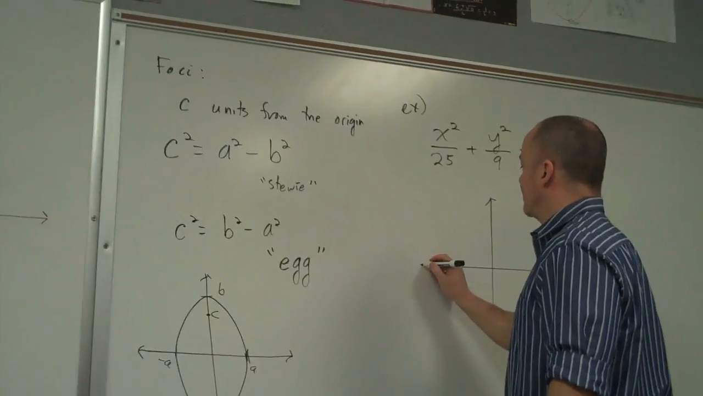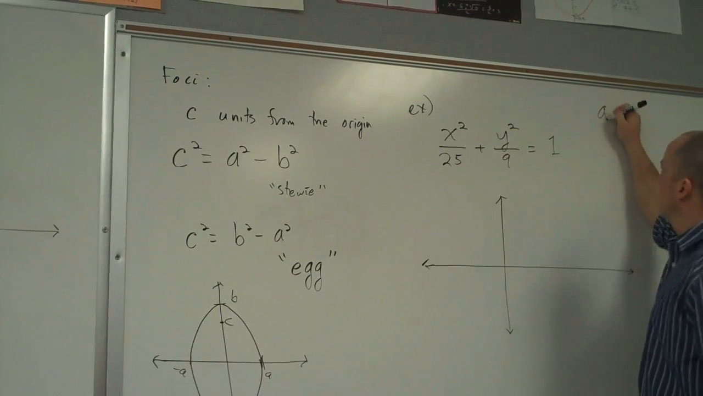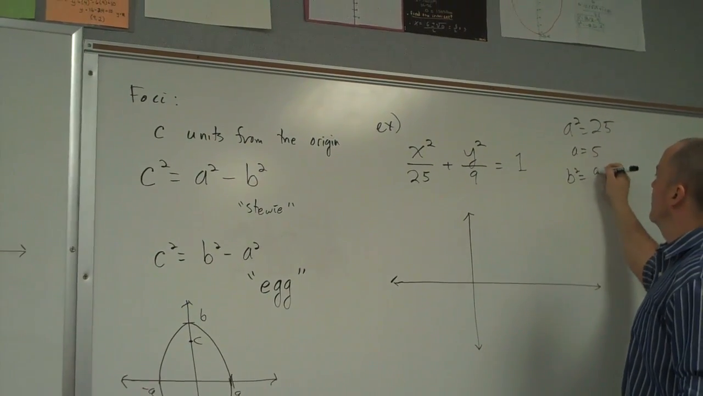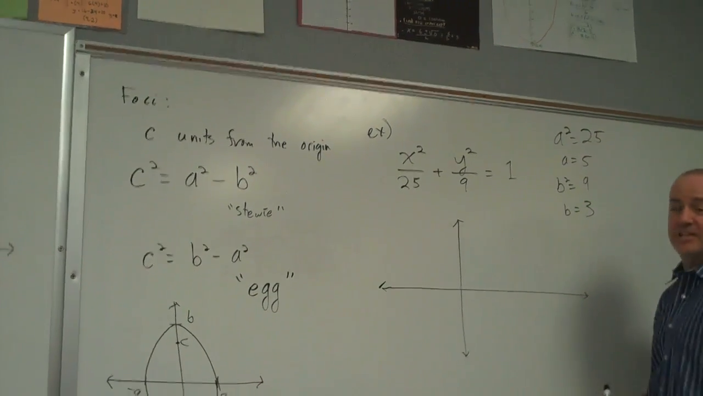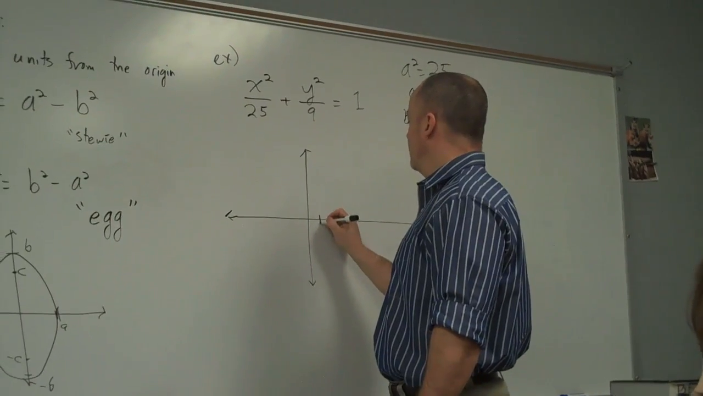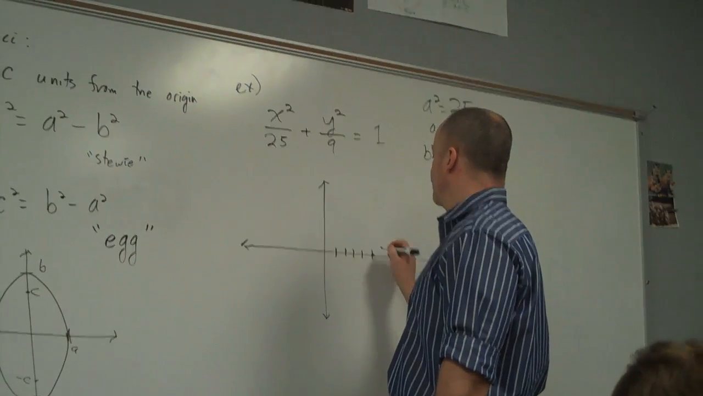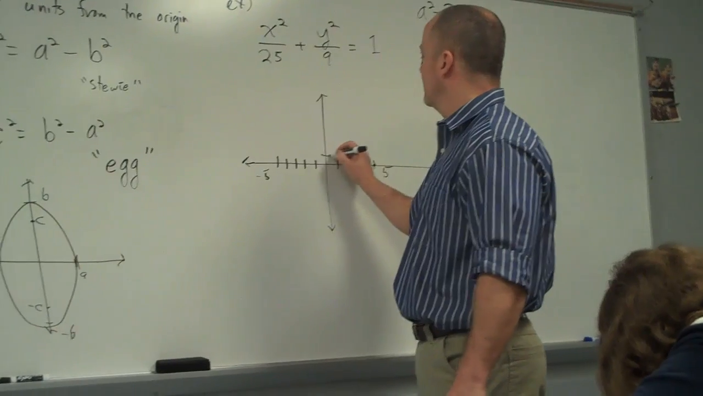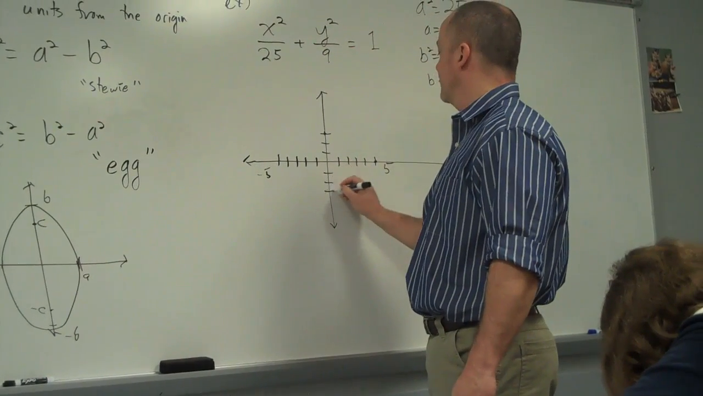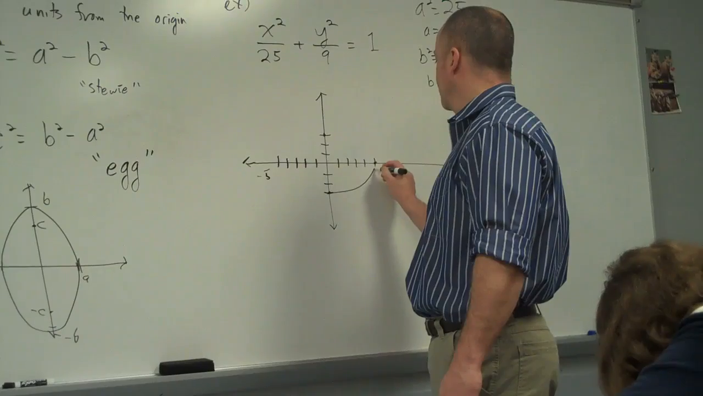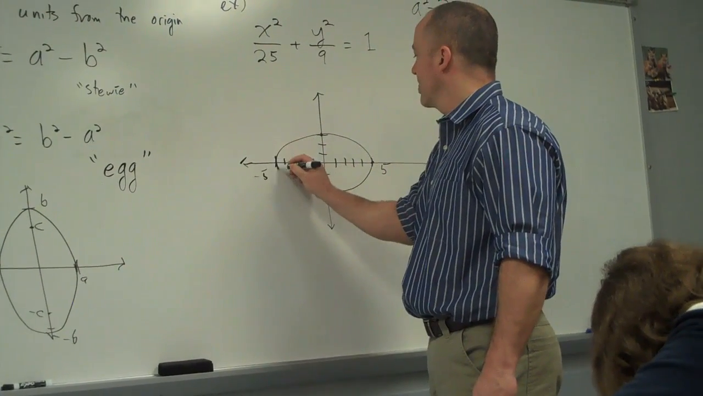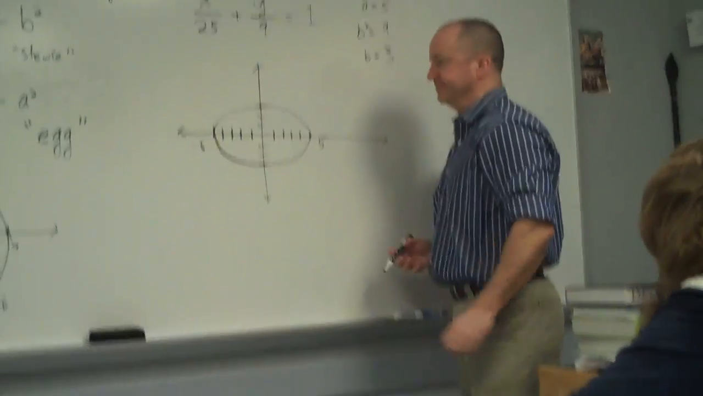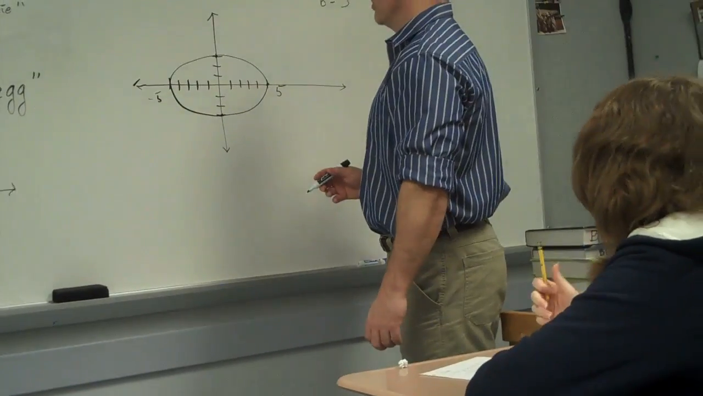So a squared equals 25, which tells me a is 5. B squared equals 9, which tells me that b is 3. So a is going to be 1, 2, 3, 4, 5 in this direction. Then I'll go 1, 2, 3, 4, negative 5 in this direction. 1, 2, 3 up, negative 3 down. There's my ellipse. It looks more like a football, actually.